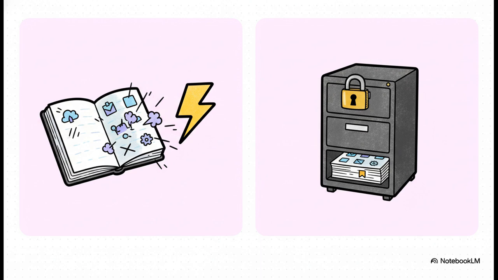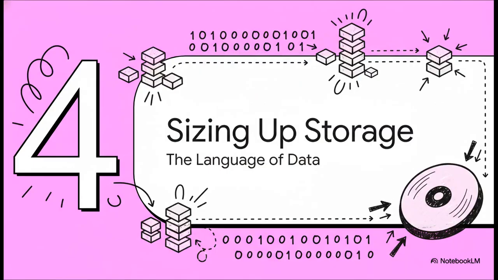Then you have mass memory, or your storage drive. This is the long-term memory. It's where all your files and photos live. It's a bit slower, but it's non-volatile. It remembers everything, even when the power's off. So now that we know where all this information lives, let's talk about sizing it up. We need to learn the language of data, how computers actually measure all this stuff.